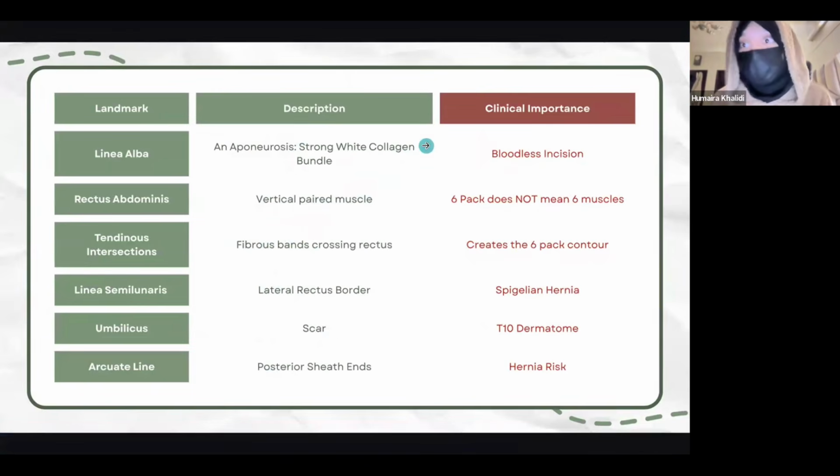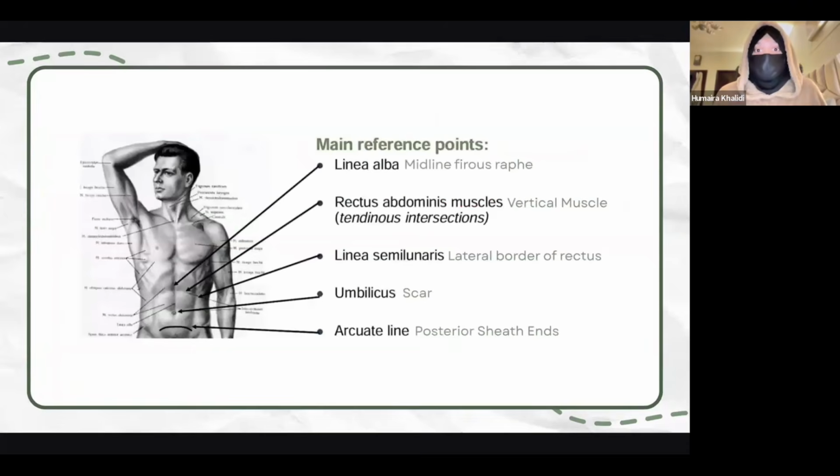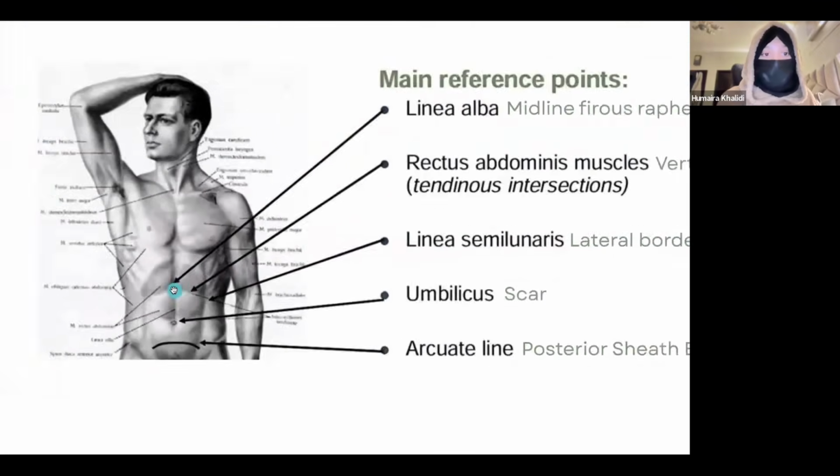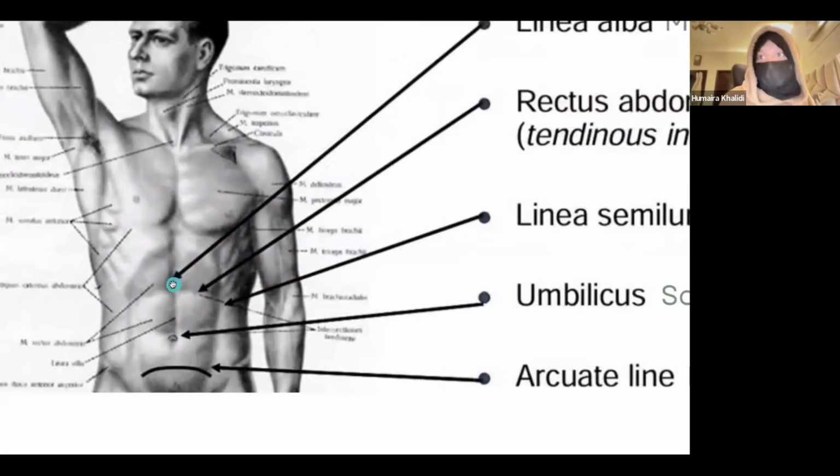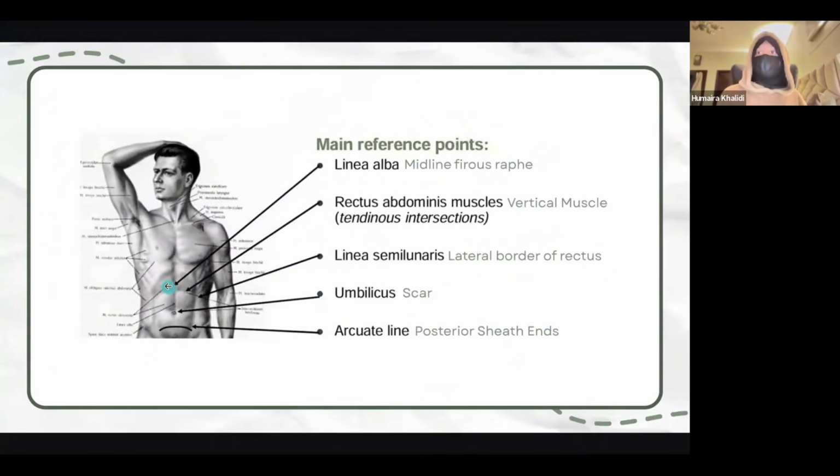Fun fact, or very important clinical fact, is that the linea alba is the best place to make a bloodless incision because it has very poor blood supply. You might think that it's a bad thing to have poor blood supply, but surgeons use this to their benefit. This is where they could make a clean straight line. This is something important. It was mentioned by Dr. Olena.